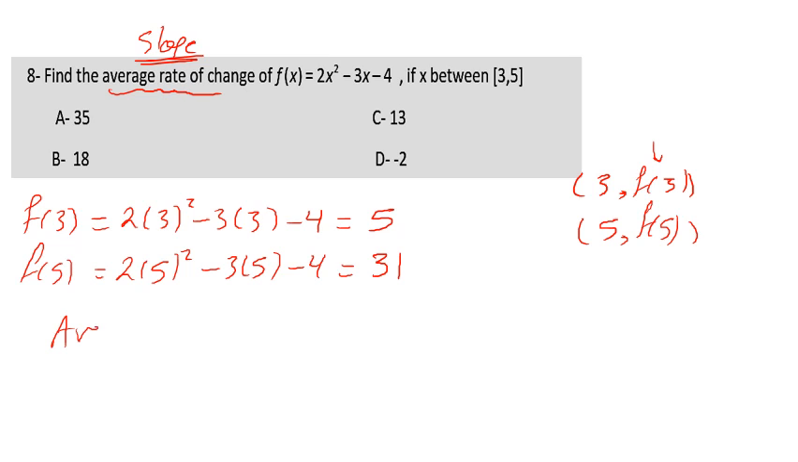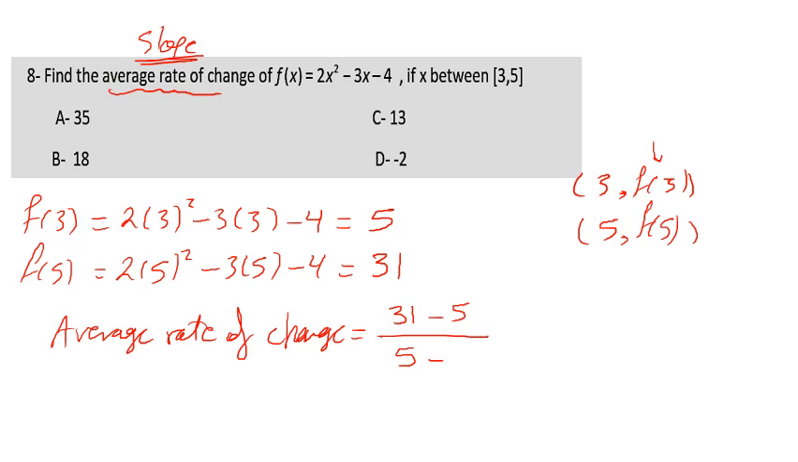So the average rate of change is equal to f of 5 minus f of 3, so 31 minus 5 over 5 minus 3. Again, 31 minus 5 is 26 divided by 2, which is equal to 13. So the rate of change is equal to C.